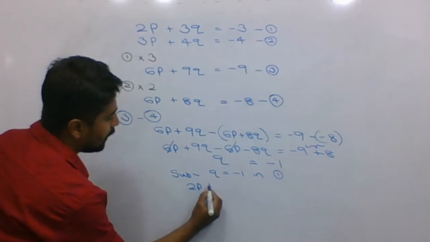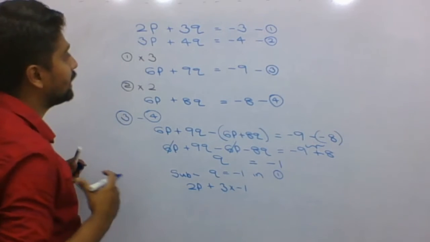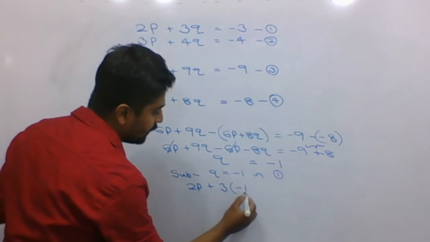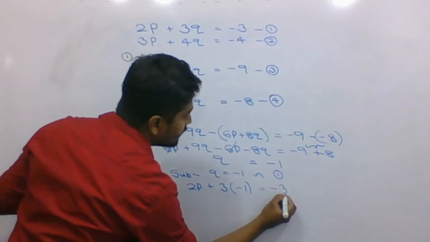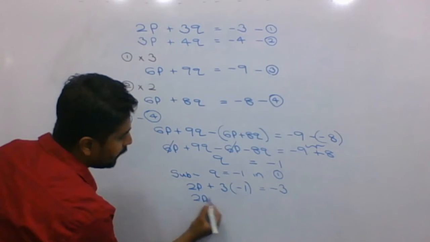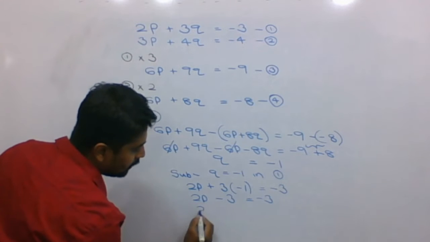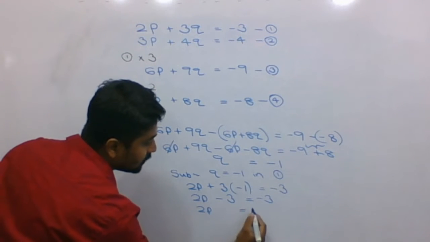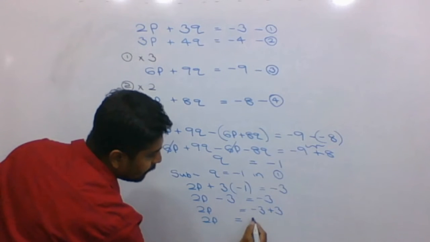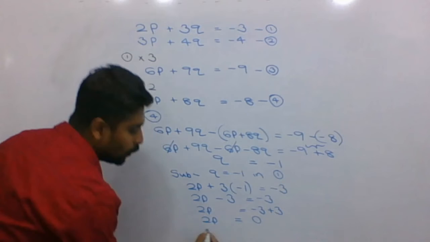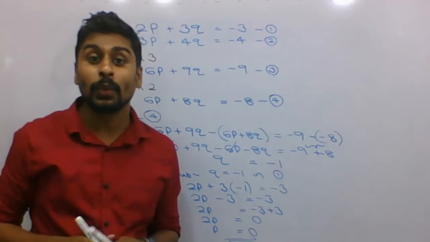2p plus 3 into what? Minus 1. 3 into minus 1. So I will write it as a bracket. I am substituting it here. Equal what? Minus 3. So what happened? 2p here plus 3 into minus 1, minus 3 equal minus 3. So then 2p, this goes as plus 3. So 2p equal minus 3 plus 3, 0. Divide both sides by 2. Then p equal what? p equal 0. Why? If you divide both sides by 2, then p equal what?